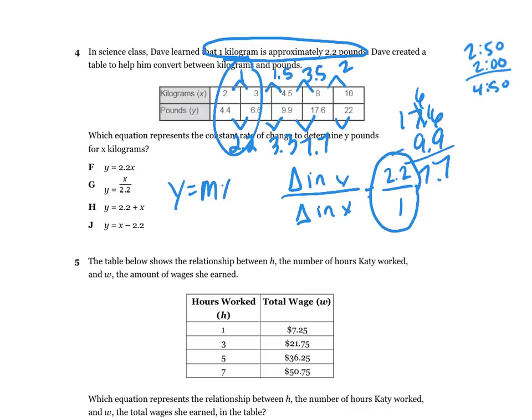Well, that's my M. So I got to look for it in my M. So 2.2, yes. No, no, why? Because it's adding x. We want it to be next to the x. No. Boom.